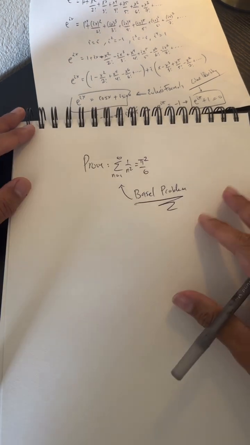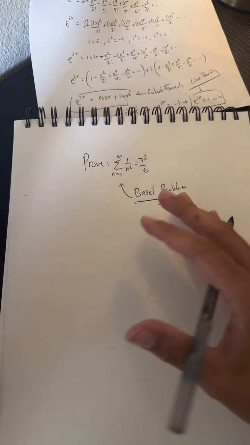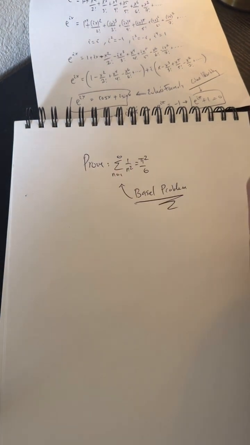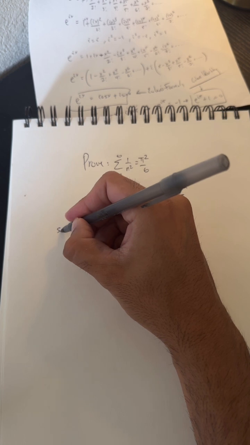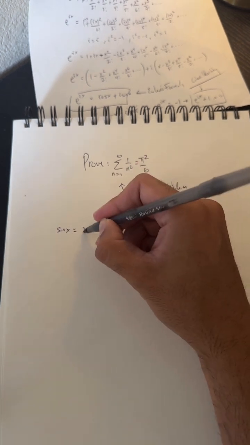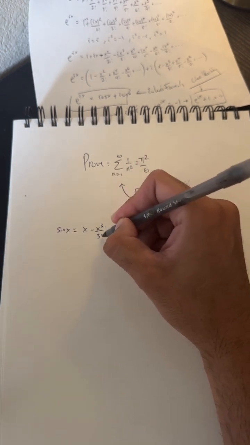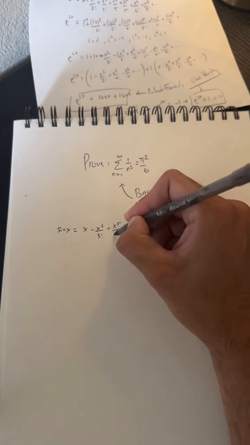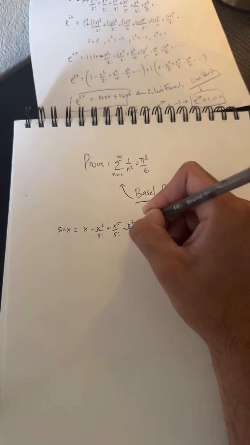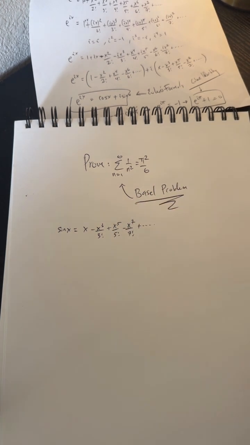All right, so let's go ahead and start off with how Euler proved this. He started off with the Maclaurin series for sine. So if you remember the Maclaurin series, you have x minus x cubed over 3 factorial plus x to the 5th over 5 factorial minus x to the 7th over 7 factorial, on and on and on.